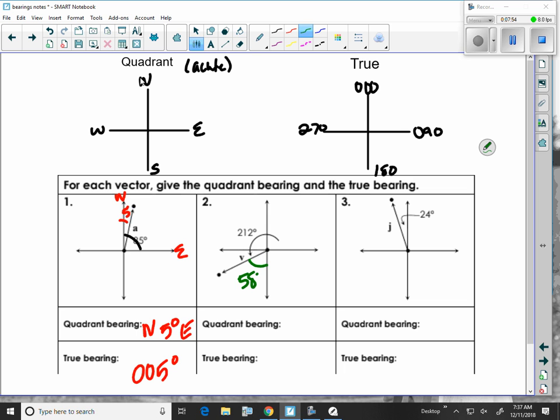Okay, so when we talk about acute angle, we're working with that 58. So, what is going to be my first letter that comes here? South, right? Because it's between south and west. So south, 58 degrees west.